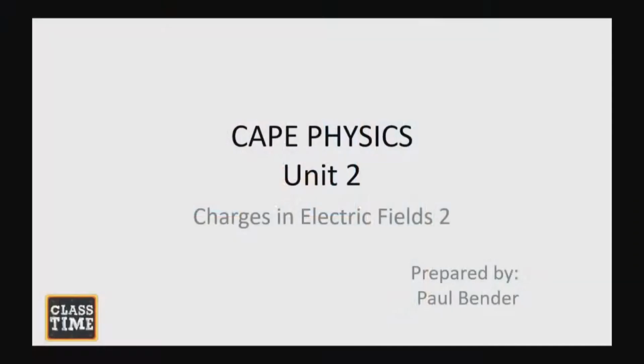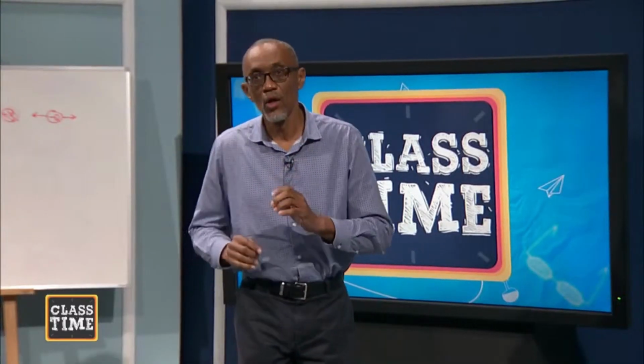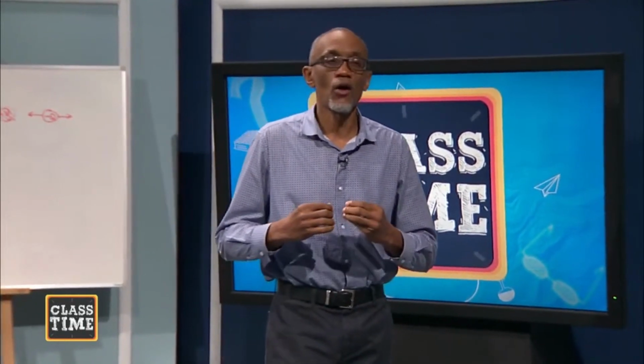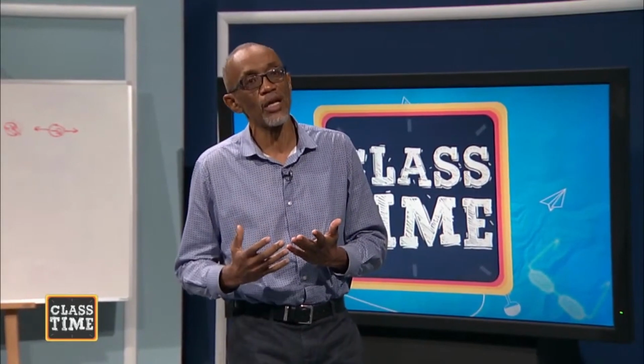In the lesson that we did before today, in charges in electric fields 1, we just looked at what an electric field is. This electric field is just a region in space in which a compatible object will experience a force. And we looked at how charges are impacted when they are in this electric field. We looked specifically at the uniform electric field and its characteristics.